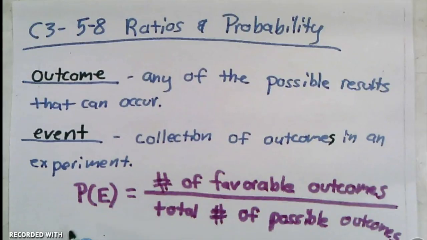So here we have the probability of an event equals the number of favorable outcomes, so what they're asking for, divided by the total number of possible outcomes.